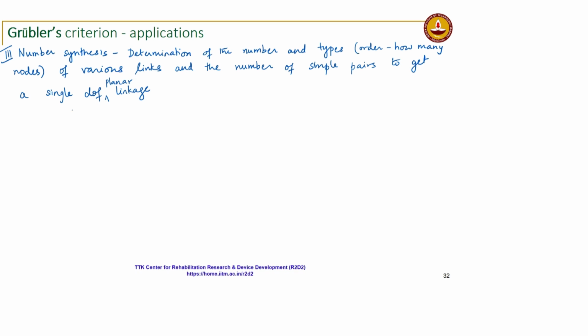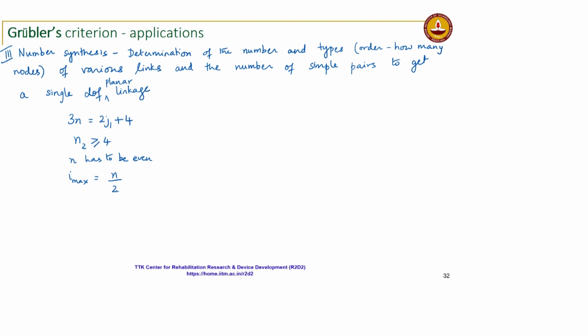So, we already know 3n has to be 2j1 plus 4. We know n2 should be greater than or equal to 4. We know n has to be even. And we know I max equal to n by 2.